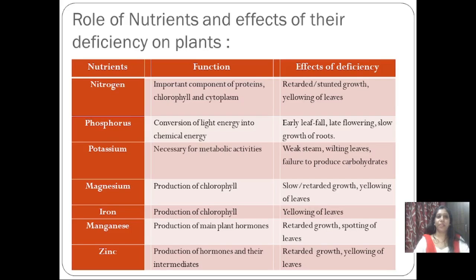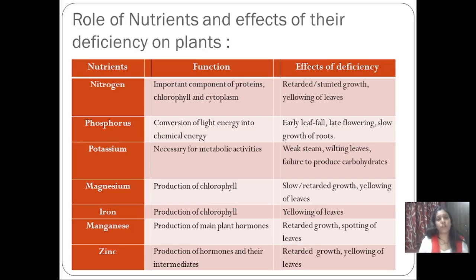So now what are the roles and effects of the nutrients on plants? Effects means deficiency. If they do not have those nutrients, then what will happen to the plant? So nitrogen. We already know that nitrogen helps in growth. The function is that it is an important component of proteins, chlorophyll and cytoplasm. The effects of deficiency are stunted growth and yellowing of leaves. So whenever there is yellowing of leaves, there can be a deficiency of nitrogen in the soil.